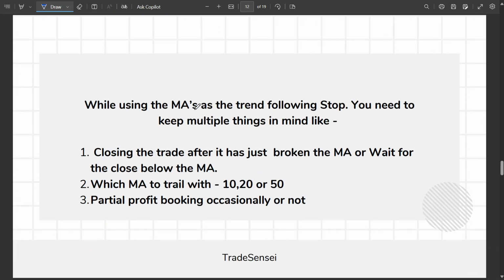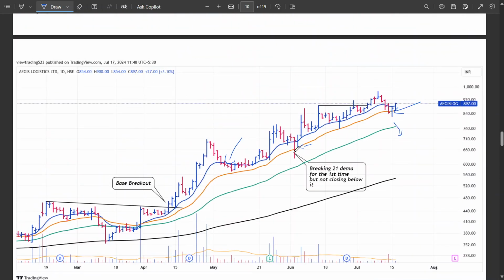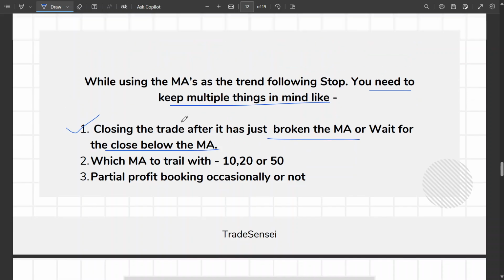So while using the moving average as a trend following stop, you need to keep multiple things in mind, right? Closing the trade after it has just broken the MA, or waiting for the close below the moving average. This is another really important point that you need to keep in mind while you're trailing the stop loss using a moving average. Because again, you see this point here. Here the price broke the 21-day moving average during the day, but the closing was even above the 10-day moving average. So what do you do in this case? Do you close the position as soon as the price went below the 21-day moving average, or do you wait for the price to close below the 21-day moving average? That is something that you have to decide for yourself, because again, that is a very tricky question.